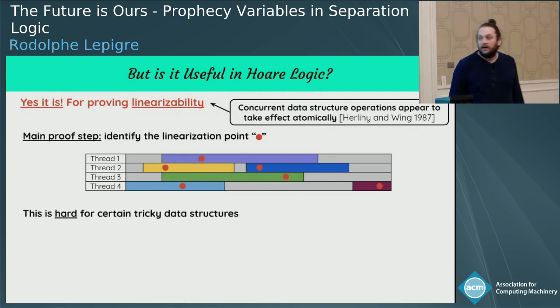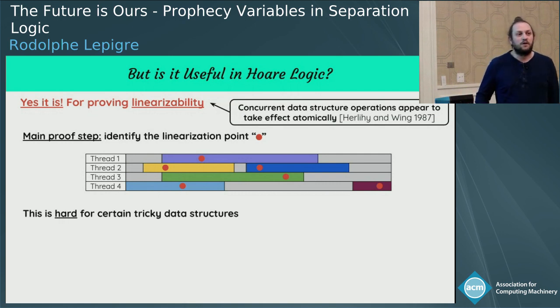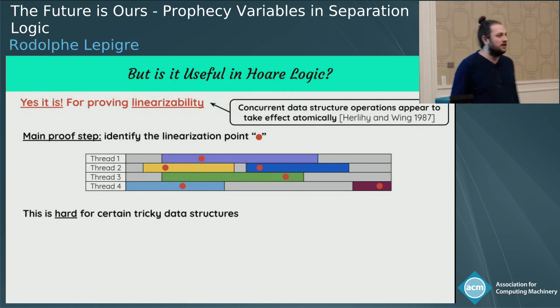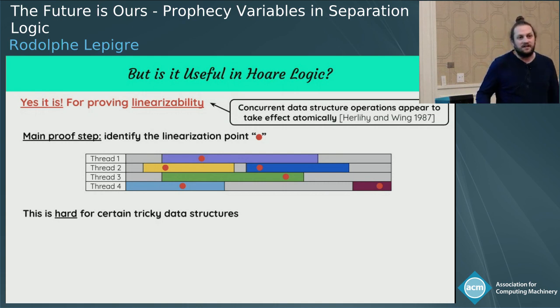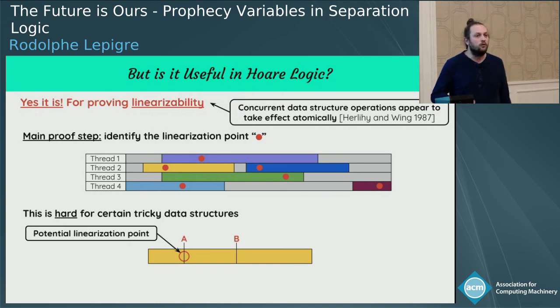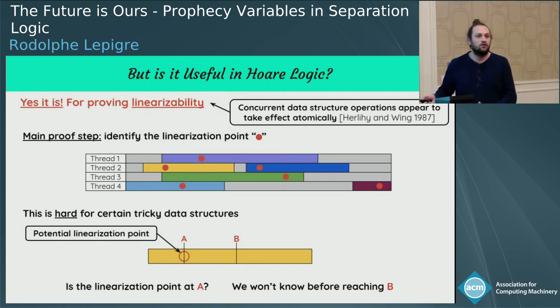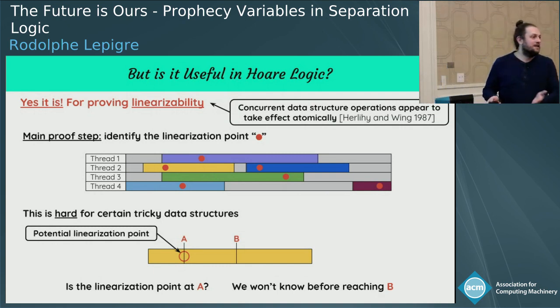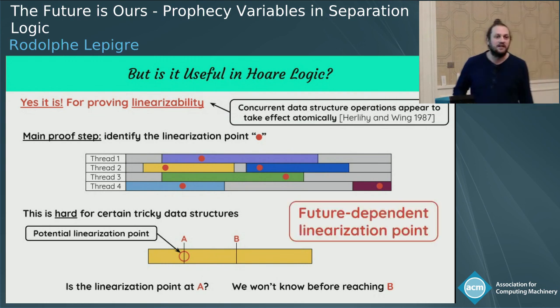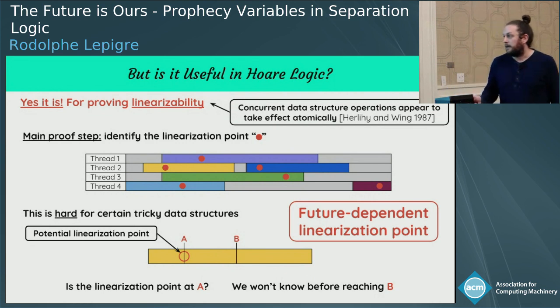But it turns out that identifying the linearization point is not always easy, because there are some very tricky data structures whose linearization point cannot be identified with certainty. So you might end up in a situation where you're at some program step A, and you wonder, is A the linearization point? And the answer to that question might be, actually, we won't know before we reach some further step B in the execution. But that's unfortunate, because at A, we really need to know whether we are at the linearization point or not, because we need to perform some action if we are and do nothing if we're not. This kind of situation is known as having a future-dependent linearization point. And so I guess you can see how being able to know the future could help here.